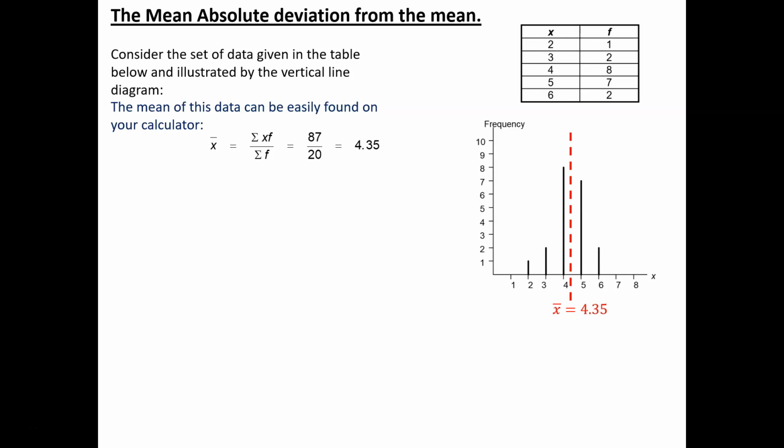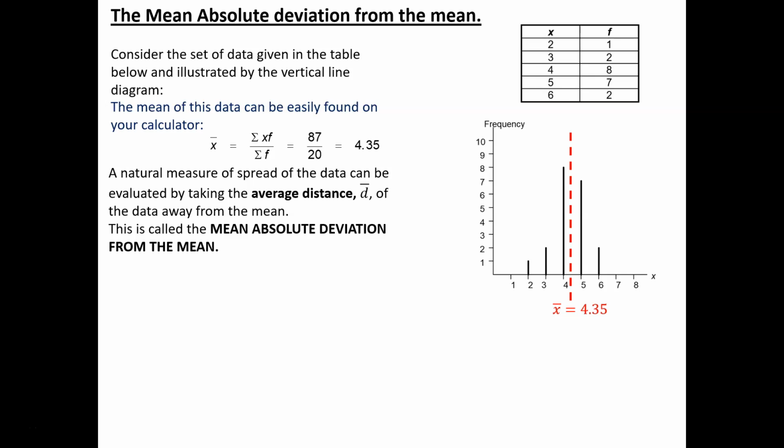A fairly intuitive measure of spread, which will take every single piece of data into account, is to calculate the average distance of the data away from the centre of the distribution, in other words, away from the mean. This is called the mean absolute deviation from the mean. Clearly, the smaller the value of this average distance, the closer the data will be to the mean, so the more closely packed the data is about the mean.